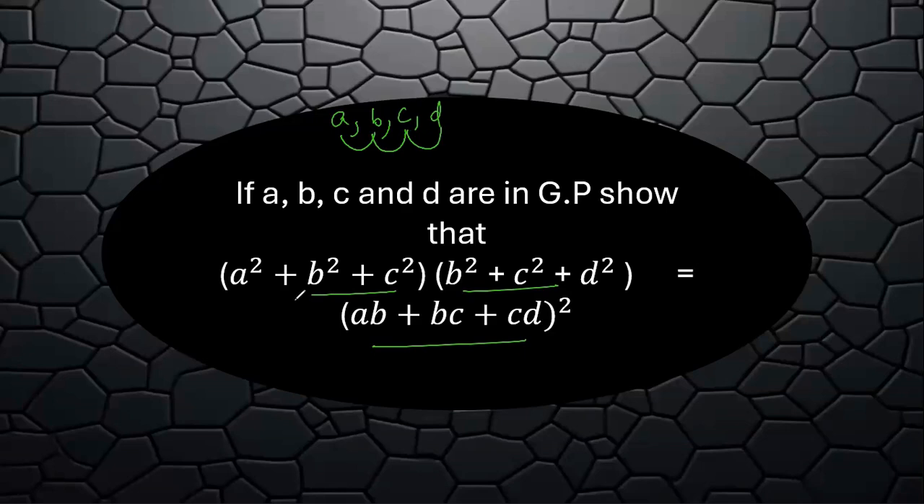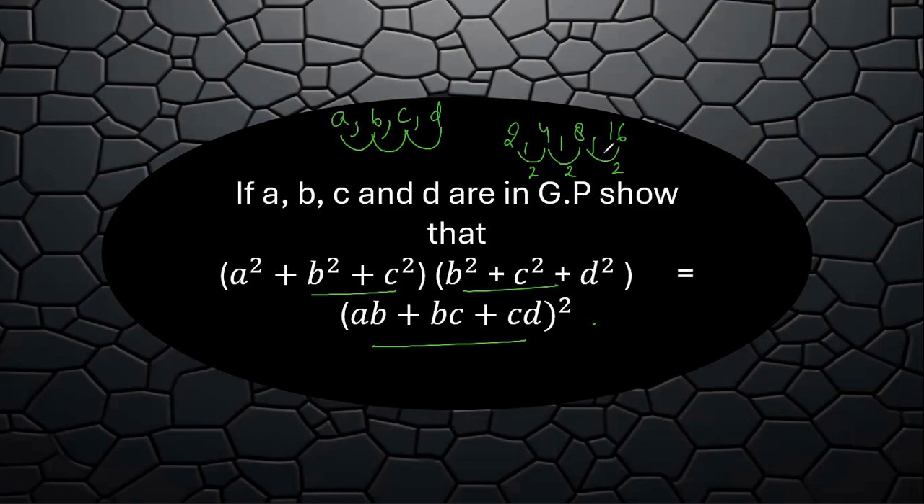Now, we have to prove that this times this is equal to this whole square. So how will we do it? Please remember one thing. Let's take an example, 2, 4, 8, 16. These four terms are in GP. Why? If we divide 4 by 2, we get 2. If we divide 8 by 4, we get 2. If we divide 16 by 8, we get 2. So see, the ratio is common, right? So this is a GP.